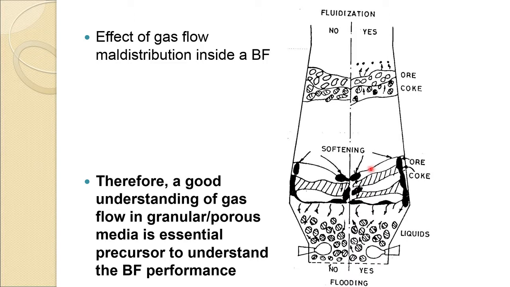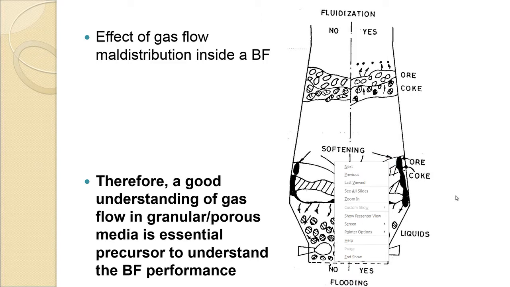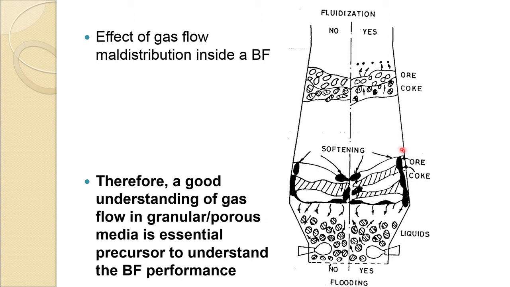Because they have a very high resistance here, then you have a problem here. Then once it goes, so this is the normal operation. If you have a good permeability, good voidage in the coke layer, it can then pass gas through here.